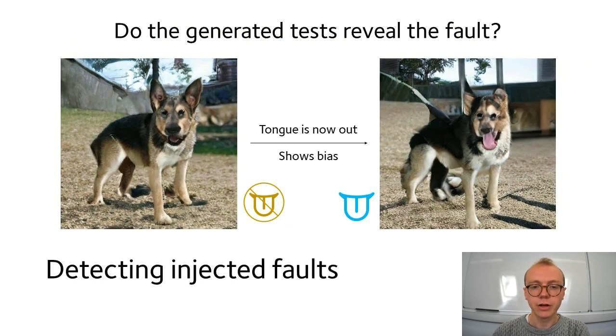Given a deep neural network with such a fault deliberately injected, we generated tests for it. Remember that these tests are just optimized for the classifier to give the incorrect output for that image. So there's nothing to do with tongues, in this case, hard-coded. So the tongue being out in the tweaked, optimized test input is an indication that the classifier is relying on that feature when it shouldn't be.